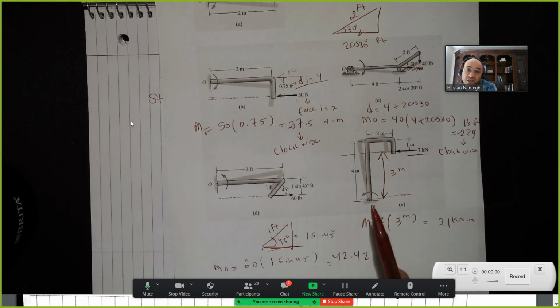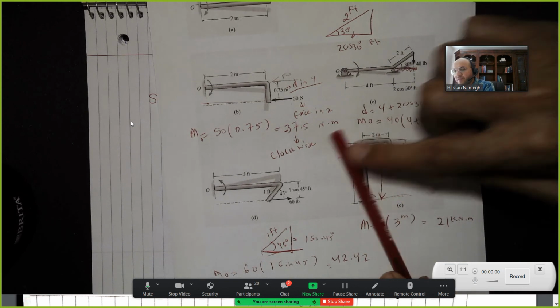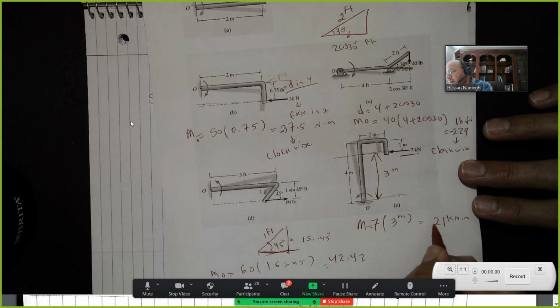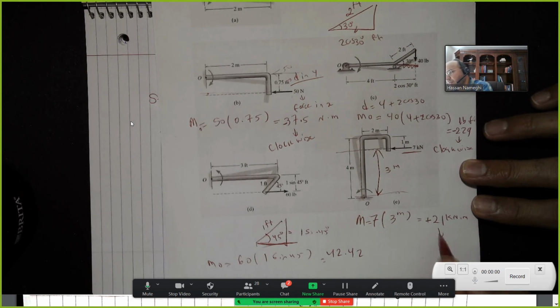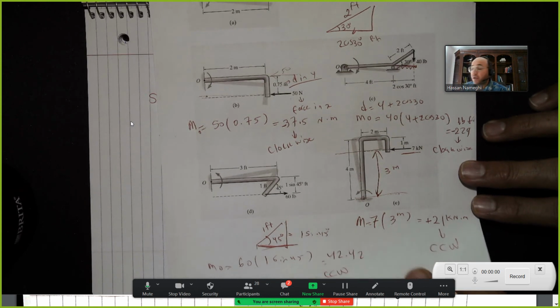Okay, I need to know the direction of rotation, whether this is going to go clockwise or counterclockwise. Yeah, it is counterclockwise, exactly. So if you look at the object, it's going to go like this. This will be counterclockwise, which is going to be positive. So I'm going to put CCW here and CCW here, counterclockwise. Okay, thank you very much.